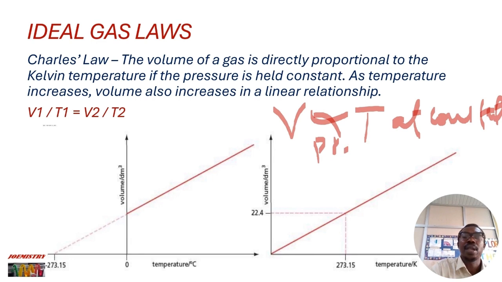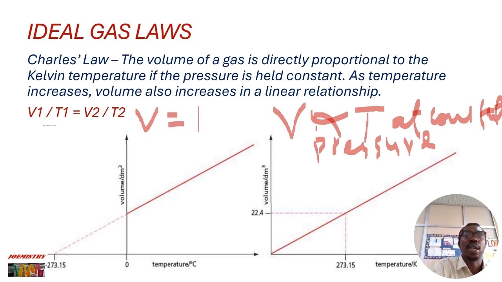pressure. At constant pressure. So if we remove the variation sign, V will be equal to what? KT, where K is the constant. So make K the subject of the formula. K now will be equal to what? V over what? Over T.